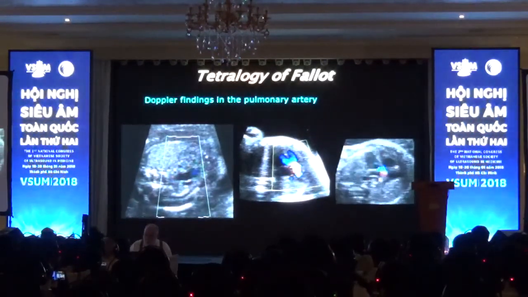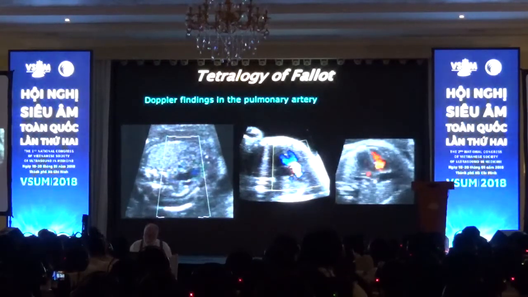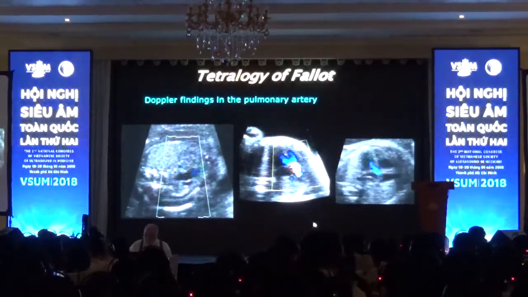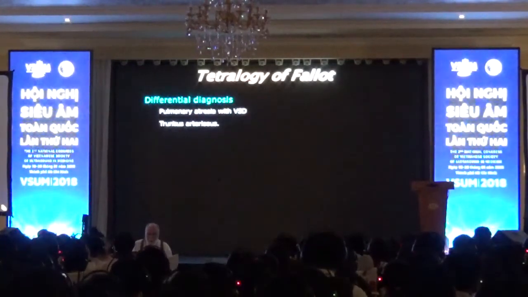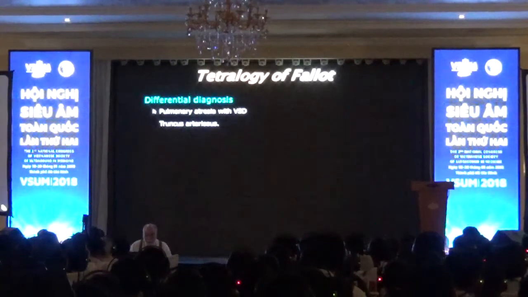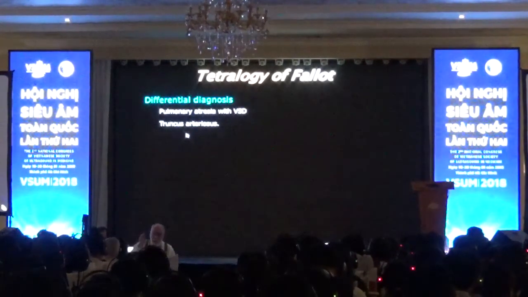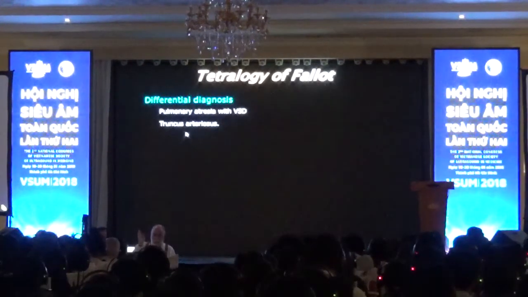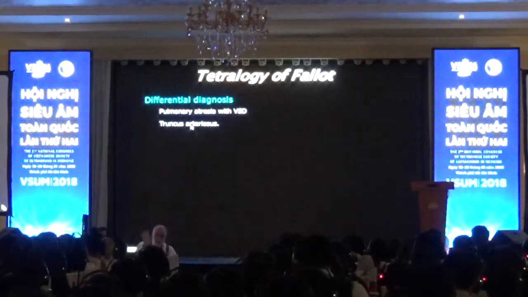Same thing over here with the turbulence in the ascending aorta due to the increased flow. The differential diagnosis here is pulmonary atresia with ventricular septal defect and the truncus arteriosus. So when you look for tetralogy of Fallot, what do you look for? First, you look for left axis deviation in the four-chamber, and you look for right descending aorta. So that's in the four-chamber.